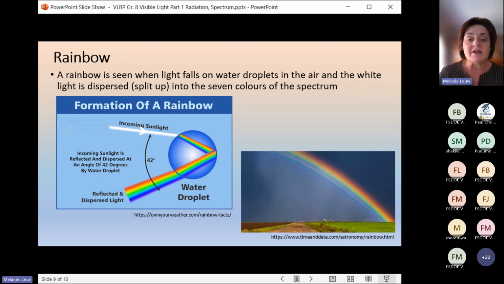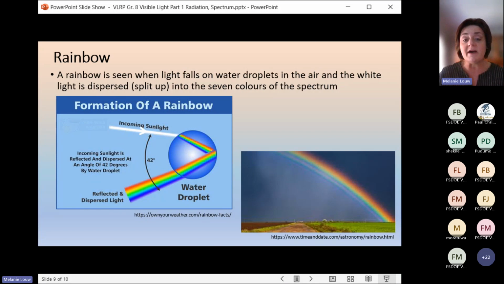Now, where in nature can we see the spectrum of white light happening naturally? In a rainbow. So the sentence there you can read with me: a rainbow is seen when light falls on water droplets in the air, and the white light is dispersed or split up into the 7 colors of light. If you look at the diagram on the left, you can see white light coming in. It hits a water droplet, and then the water droplet acts as a little prism, and inside this droplet, the light is dispersed or split up into the 7 colors.